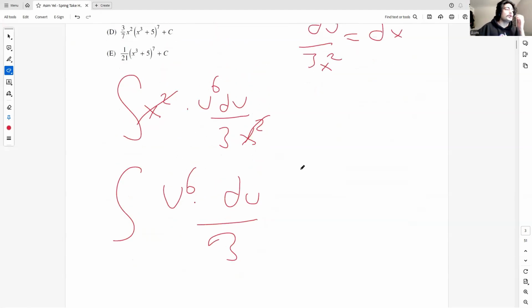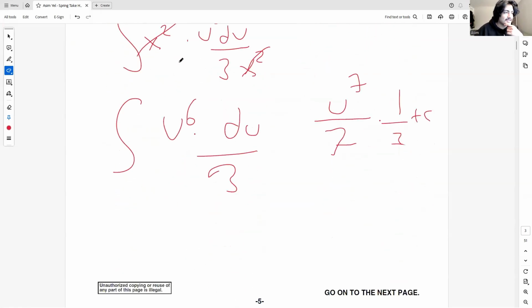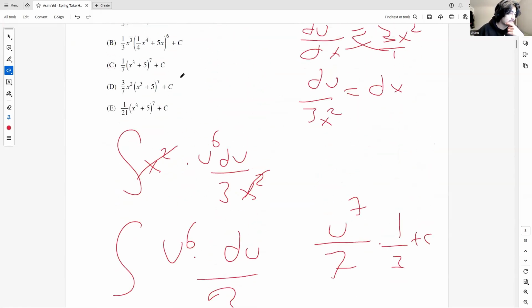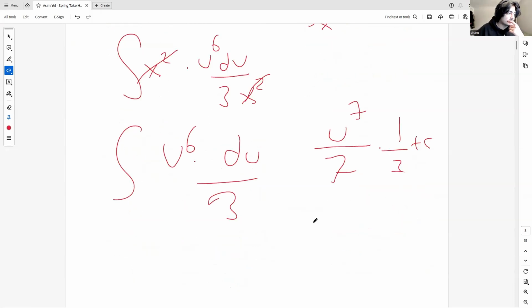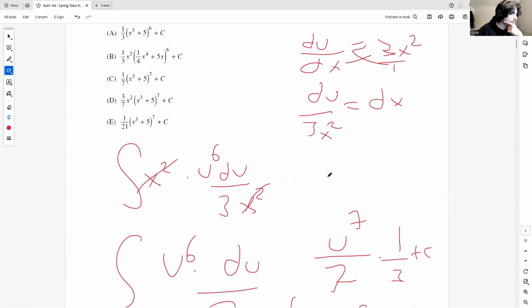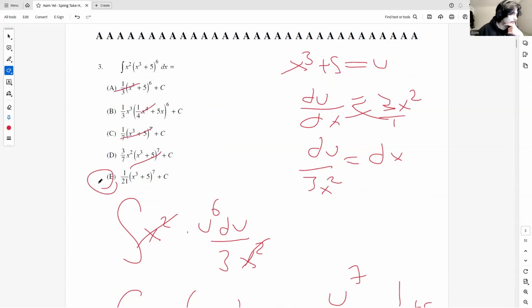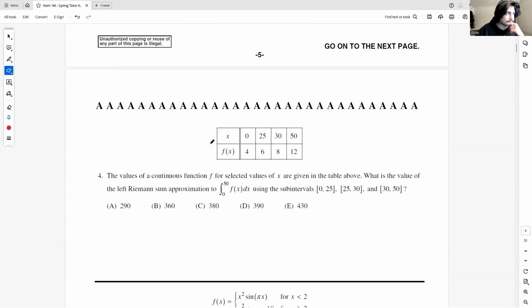Now just take the integral like a simple variable, and you end up with u to the 7th power divided by 7 times 1 over 3. And also don't forget your plus c. And what was u? We have to write x. So (x cubed plus 5) to the power of 7 divided by 21 plus c. We can just write this as 1 over 21. So yeah, looks like answer choice C.